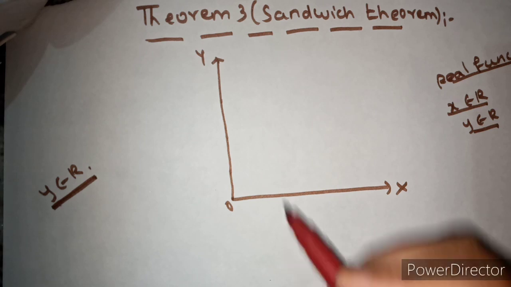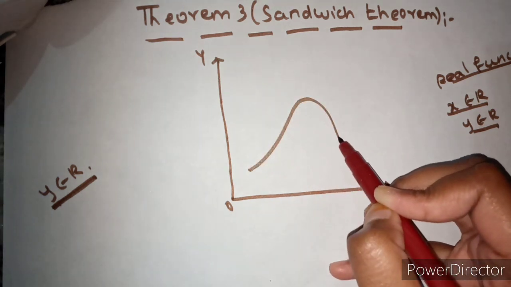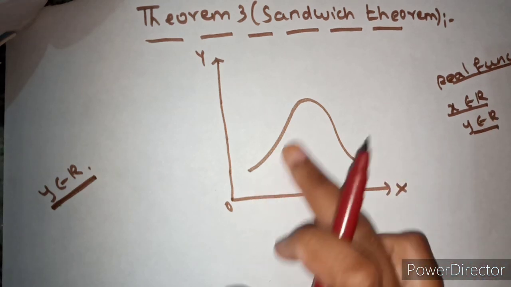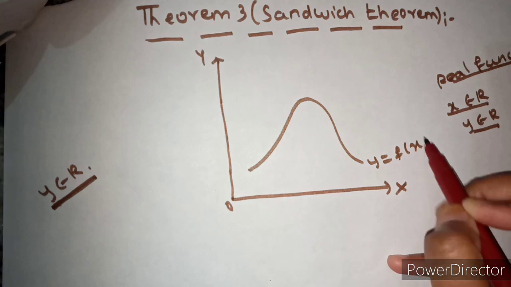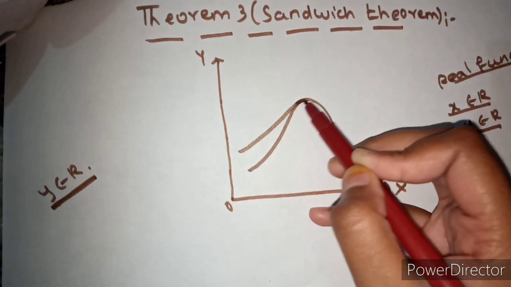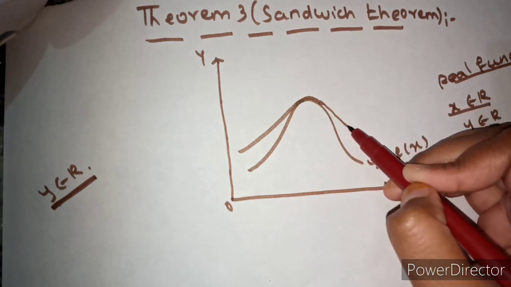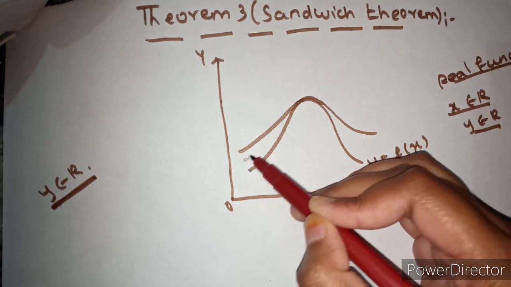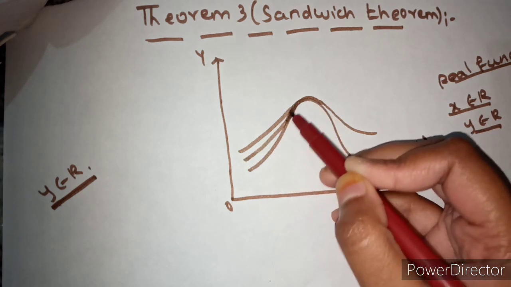See, first the graph of this function is first increasing and then decreasing. So we will name this as y is equal to f of x. Now again, same as it is. See, at this point these two functions are equal. And one more, I am taking 3 functions, right? 3 real functions. So 3 graphs.